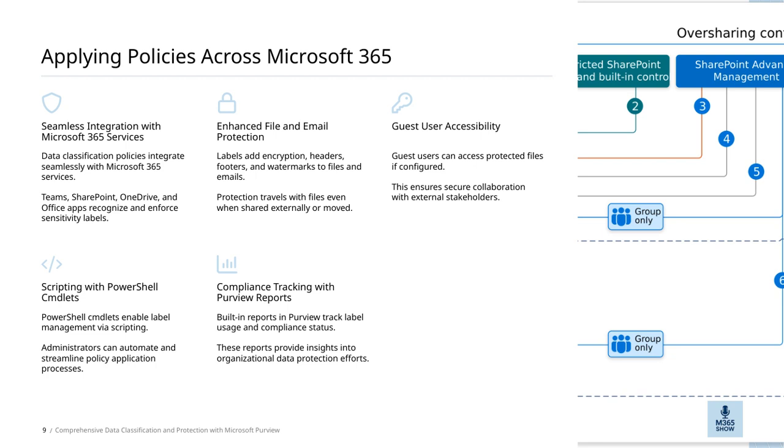Labels are also quite versatile. They add encryption, headers, footers, and watermarks to files and emails. Importantly, this protection travels with the files, even when they're shared externally or moved to different locations, maintaining our security posture. Finally, data classification policies integrate seamlessly with Microsoft 365 services. Teams, SharePoint, OneDrive, and Office apps all recognize and enforce sensitivity labels, making sure our policies are consistently applied everywhere. This integration helps us manage data securely across the entire platform, aligning with our overall goal of comprehensive, effective data protection.